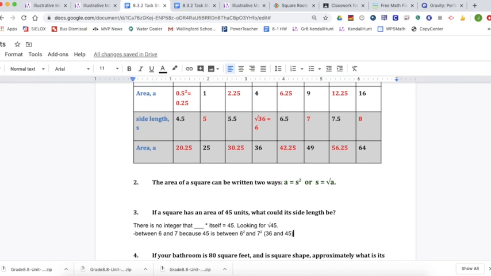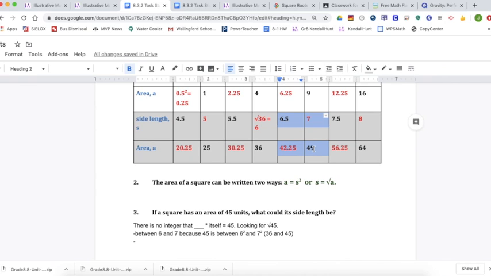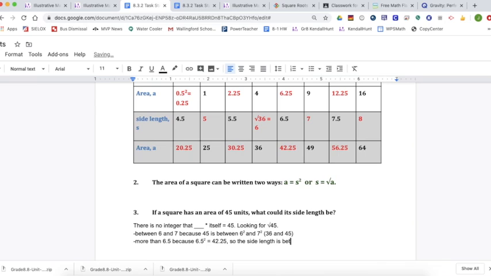So like, all right, maybe 6 1/2, 6 1/3, 6 3/4, whatever. Some number between 6 and 7. But we can actually get even better, because we have this information here. We know that 6 1/2 squared would be 42 1/4. So it has to be more than 6 1/2, because 6.5 squared is 42.25. So the side length is between 6.5 and 7 units. And honestly, that's a pretty good approximation right there. That's very good.